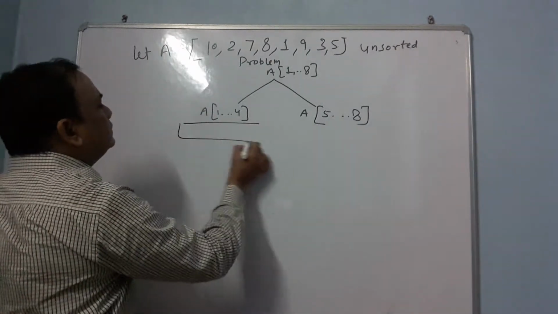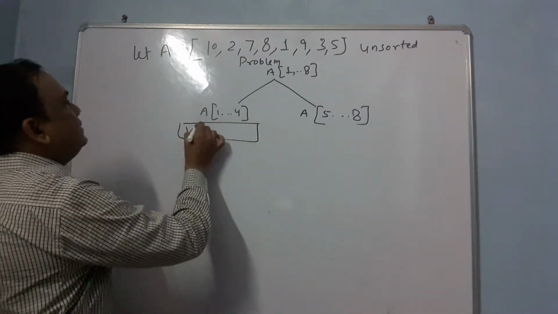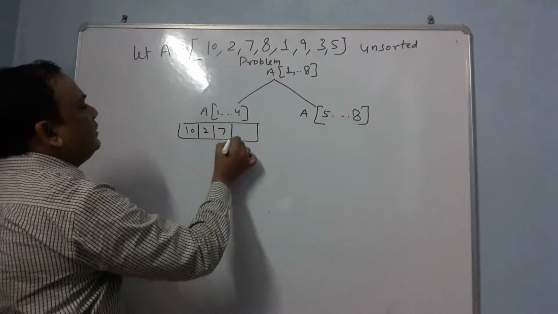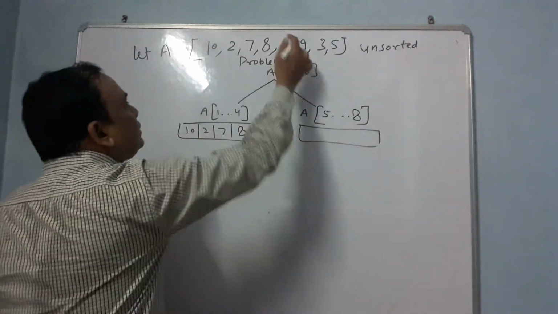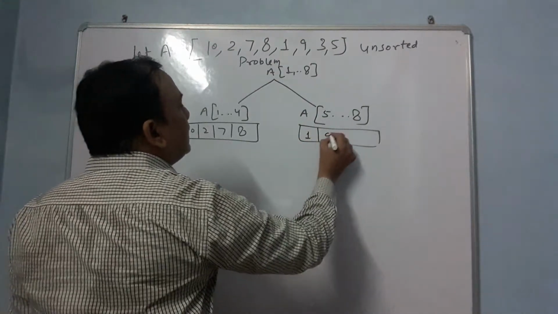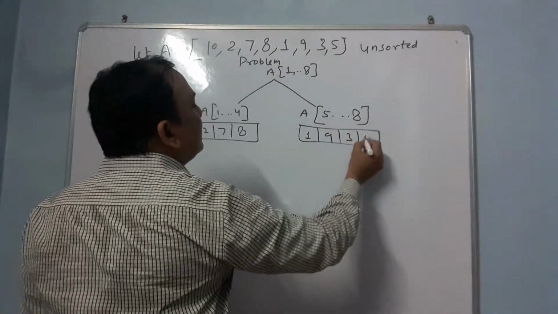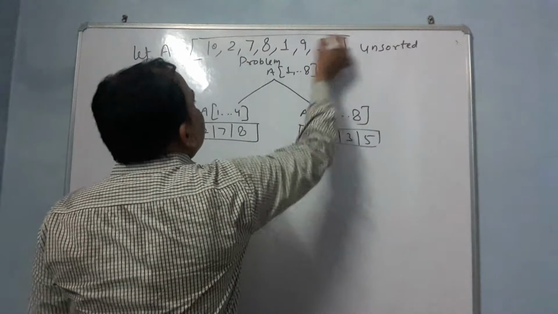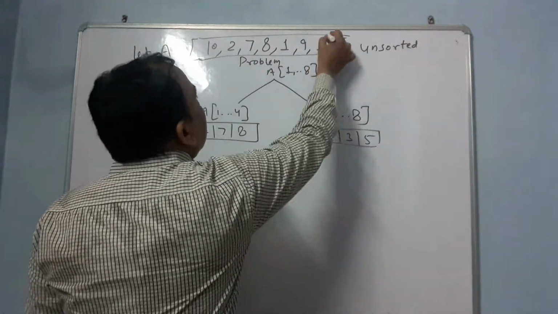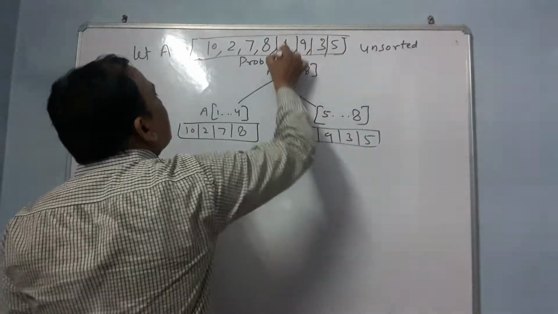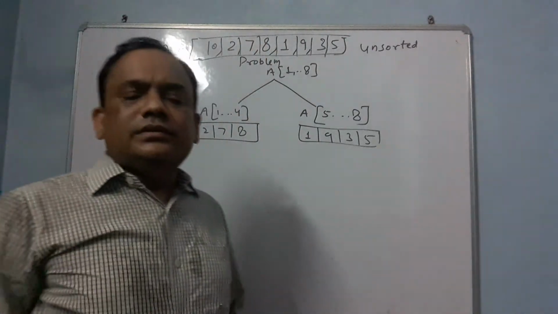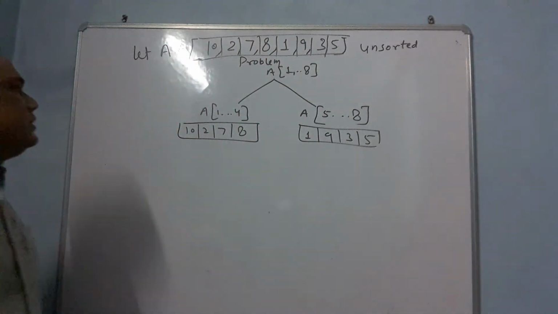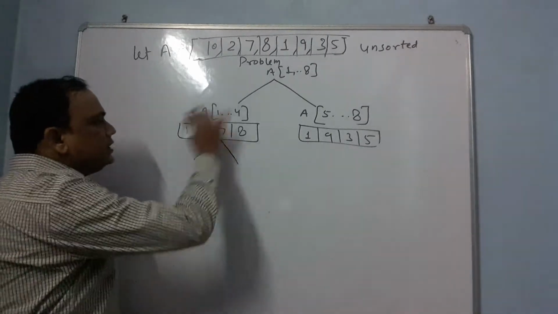Like 10, 2, 7, 8. This will be index number 5, which is 1, 9, 3 and 5. It is a one dimension array. I will repeat it. It is a one dimension array. I depict it by this diagram. Now further it will be divided into two parts because it is unsorted.